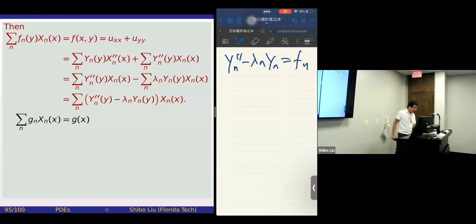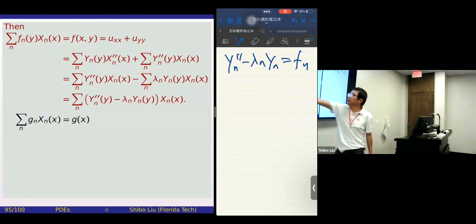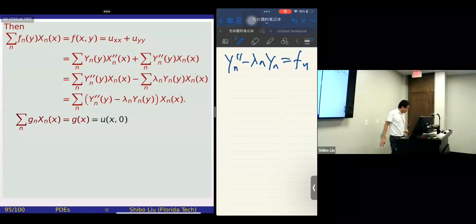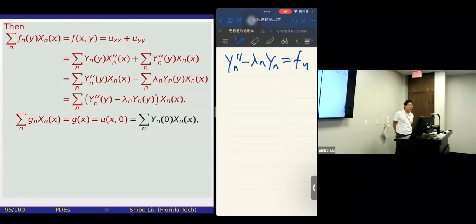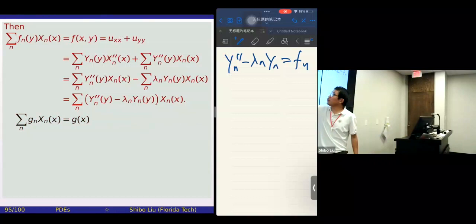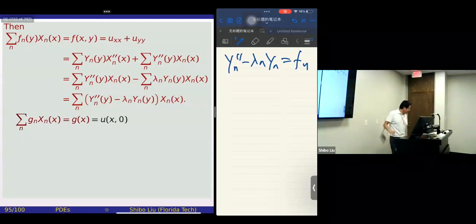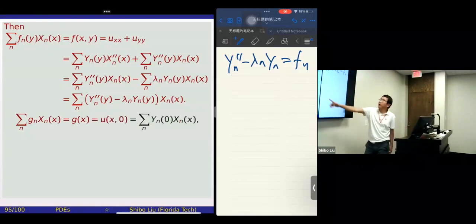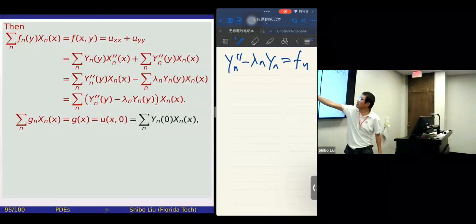Then we consider the expansion for g. g is expanded as a series of X_n, with coefficient g_n. But g is u(x,0), that is y equal to 0, which is the sum of Y_n(0) X_n(x). So this is the expansion of g, where g_n is computable; we know what g_n is. But u is the sum of Y_n(y) X_n(x), so u(x,0) is Y_n(0) X_n(x). So this means that Y_n(0) equals g_n.